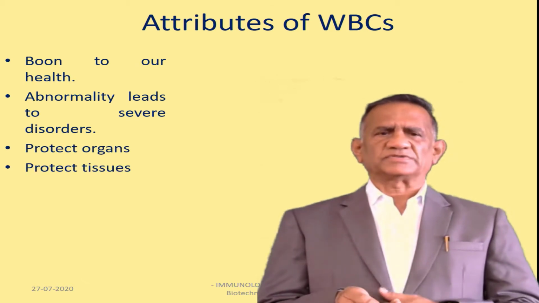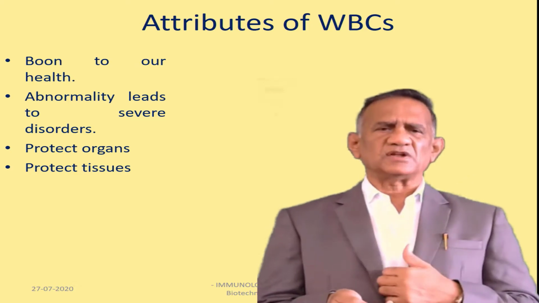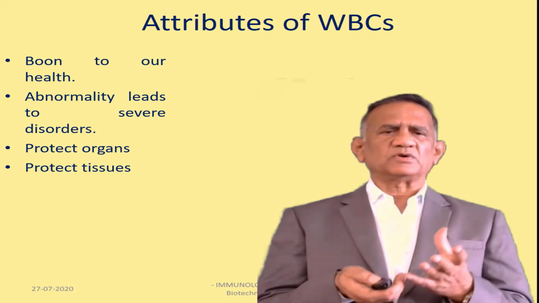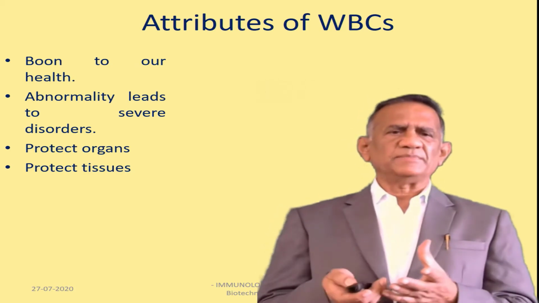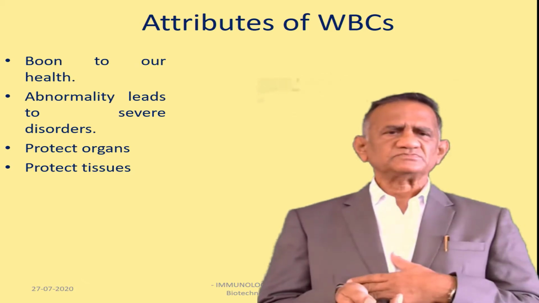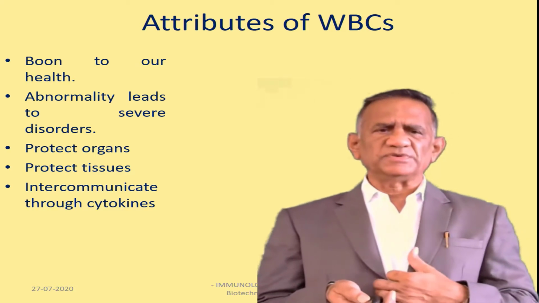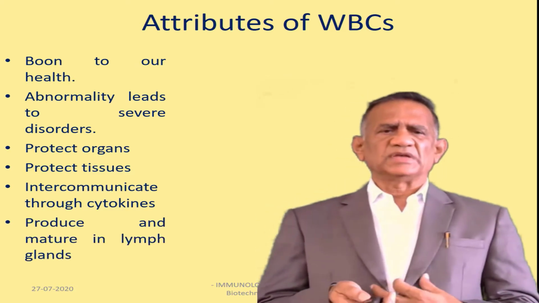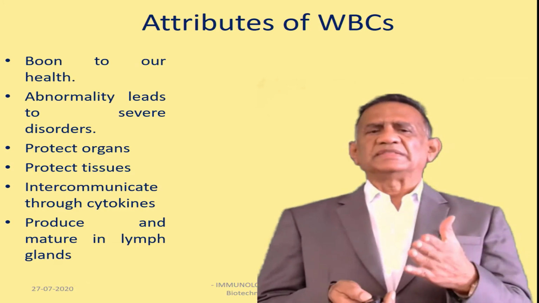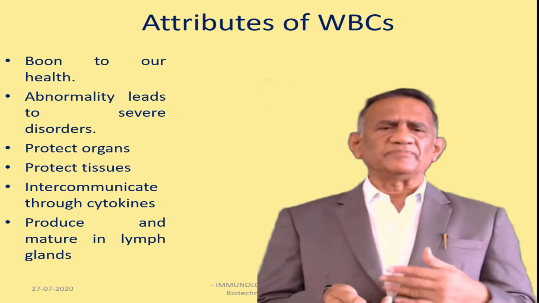They protect organs. They protect us not only as a human being totally, but our internal organs are also protected, because when we are born, we have the organs. As we have grown, over time there are worn out cells. All those worn out cells are removed by the monocytes. They protect the tissues. Intercommunicating molecules are produced by these WBCs. They are called cytokines. WBCs are produced and mature in the lymph glands. They get matured whenever they get activated. The activation takes place upon encountering a pathogen.